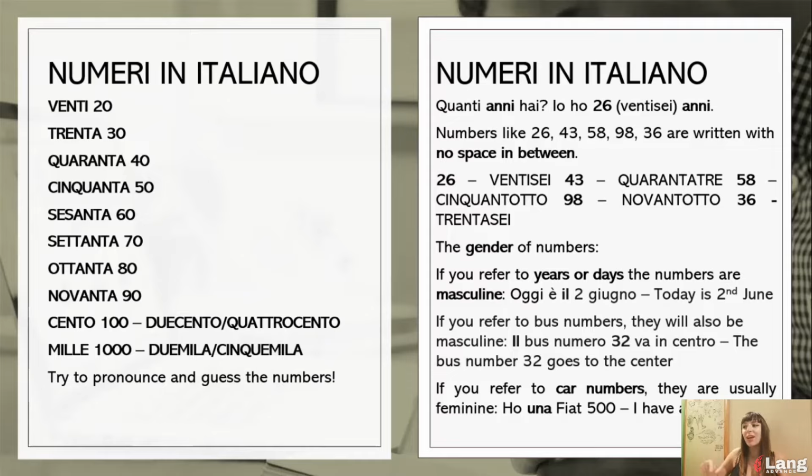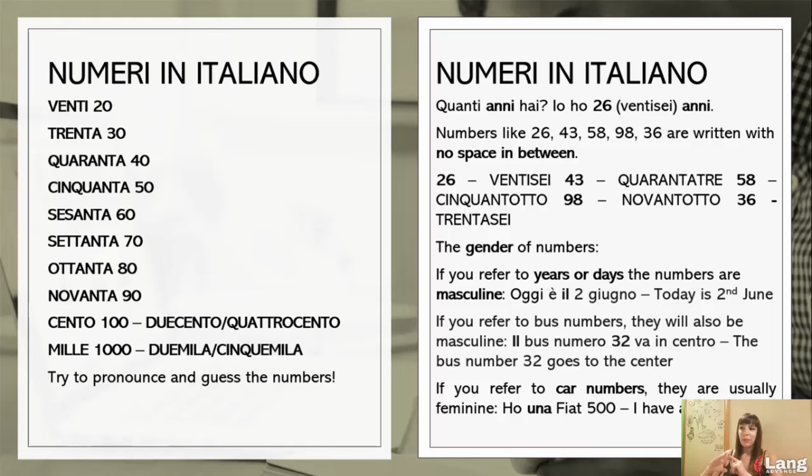Okay. To say 100, we say cento. Cento. How do you say 200? Duecento. So in that case, you put the 2 before cento. How do you say 202? Duecentodue. Easier than this, I don't know.